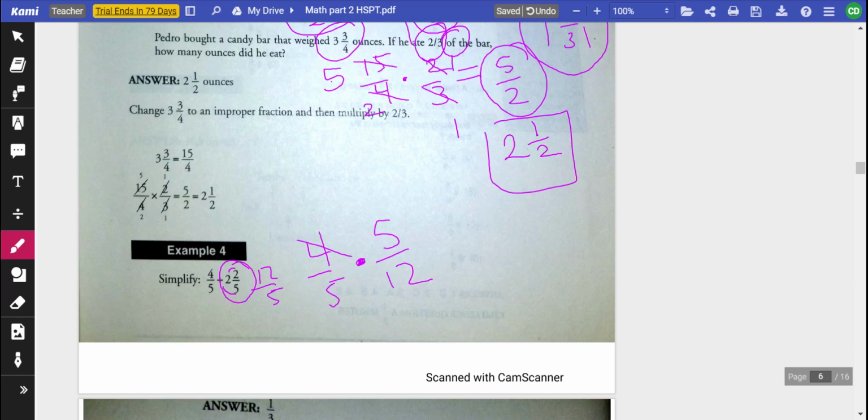4 goes into 12 3 times and itself once. 5 goes into 5 once and once. Multiply straight across. 1 times 1 is 1. 1 times 3 is 3. It is 1/3. You could multiply straight across and get 20 over 60, which is 1/3. But if you can cross factor, make your life easier and do it early.